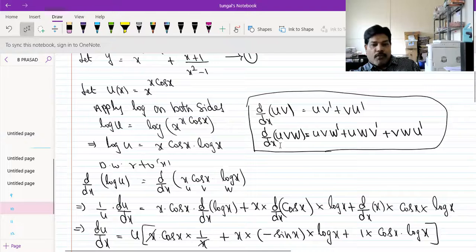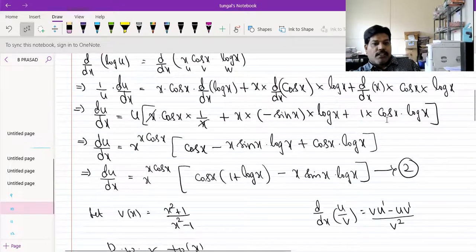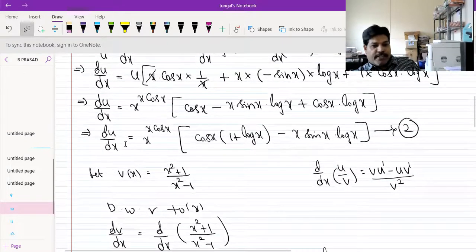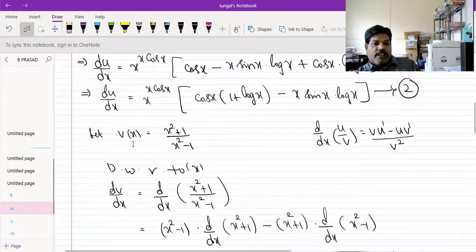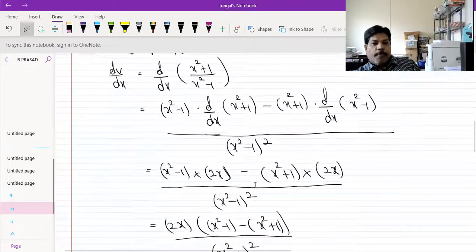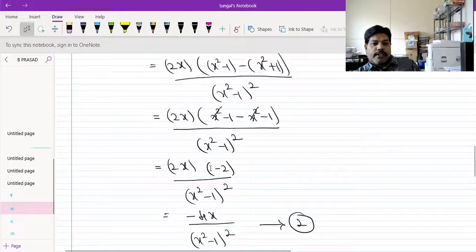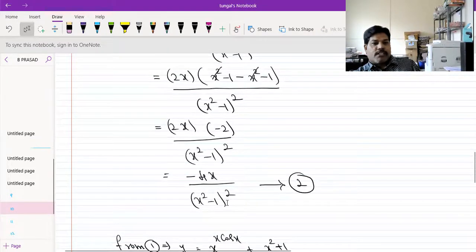So what is the UVW formula, students? First differentiate the third function, next differentiate the second function, next differentiate the first function. Just simplify that, you will get the du by dx value. After getting this, take the v. It is the u by v formula: v into u dash minus u into v dash by v square. So x square minus 1 derivative is 2x and x square plus 1 derivative is also 2x. Taking the 2x common, we will get minus 2. So 2x into minus 2 becomes minus 4x by (x square minus 1) whole square.